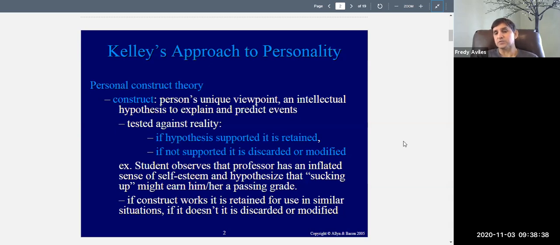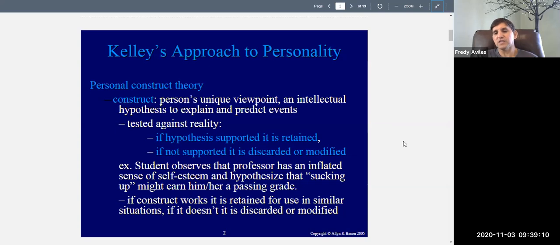If the construct works, it is retained. If you find that kissing up to the professor earns you a passing grade, maybe a passing grade that you didn't deserve, right? Then you continue to use this construct in similar situations. You continue to believe this, right? If it doesn't work, you suck up to the instructor, you're nice to him or her, you treat them well, and they still fail you, right? Then this theory, this prediction doesn't work. So maybe you get rid of it, or maybe you modify it.